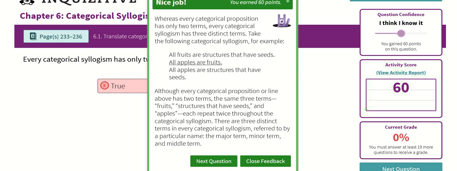Great. Okay. Whereas every categorical proposition has only two terms, every categorical syllogism has three distinct terms. Take the following categorical syllogism. For example, all fruits are structures that have seeds. All apples are fruits. All apples are structures that have seeds. Although every categorical proposition or line above has two terms, the same three terms, fruits, structures that have seeds, and apples, each repeat twice throughout the categorical syllogism. There are three distinct terms in every categorical syllogism, referred to by a particular name, the major term, minor term, and middle term. So woohoo, we got that.